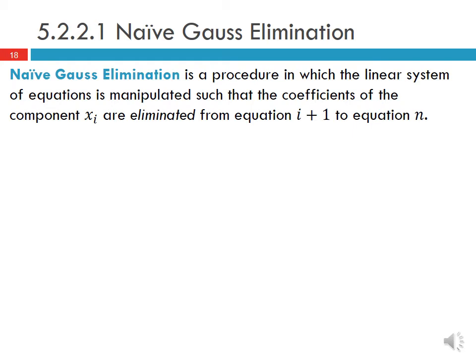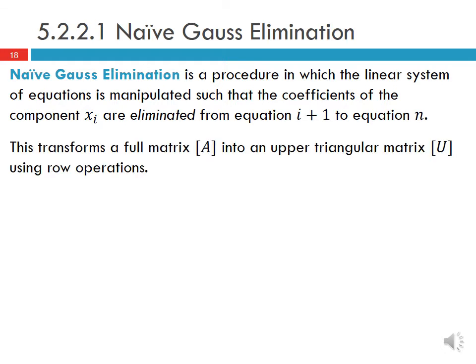So the first one that we're going to talk about is called naive Gaussian elimination. It's a procedure in which the linear system of equations is manipulated such that the coefficients of the component xi are eliminated from equation i plus 1 to equation n. So basically, they're eliminated from all the rows below the one in question. This transforms a full matrix A into an upper triangular matrix, which we can call U, using these row operations.